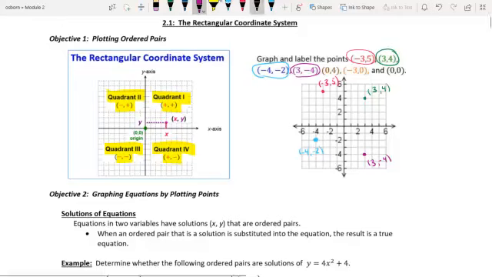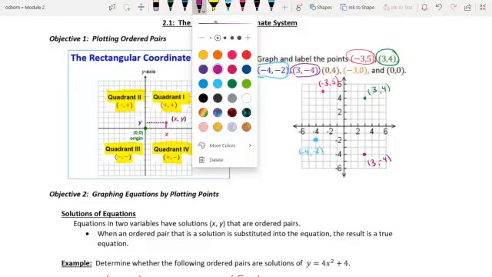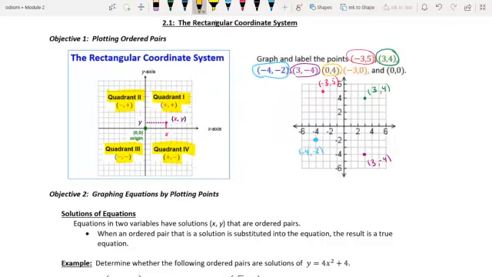The next one is the coordinate point 0, 4. So 0, 4, that means I'm not moving left or right. I'm just staying at the origin and then moving up 4 units. So that's the coordinate point 0, 4.